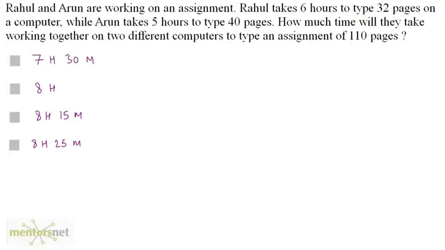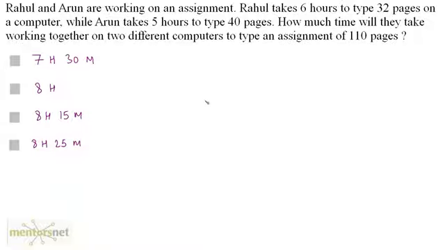Rahul and Arun are working on an assignment. Rahul takes 6 hours to type 32 pages on a computer, while Arun takes 5 hours to type 40 pages. How much time will they take working together on two different computers to type an assignment of 110 pages?